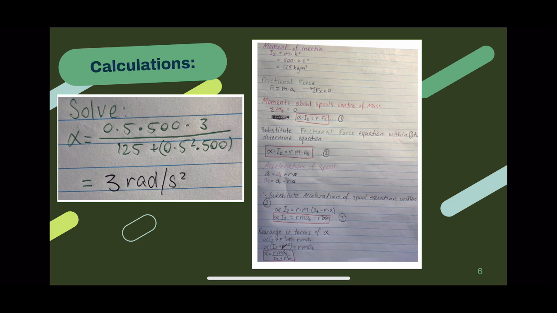We also applied the rotational motion about the spool's center, where moment of inertia times angular acceleration gives a relation between linear and angular acceleration. We then used the rolling condition, which tells us that the truck's acceleration equals the spool linear acceleration plus radius times angular acceleration. Solving for the spool's linear acceleration and substituting it into our moment equation gave us our final formula, where angular acceleration equals radius times mass times truck acceleration divided by the moment of inertia plus radius squared times mass. Plugging in the numbers, we determined that the angular acceleration was 3 radians per second squared.